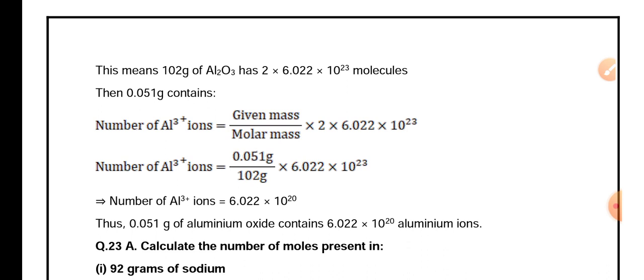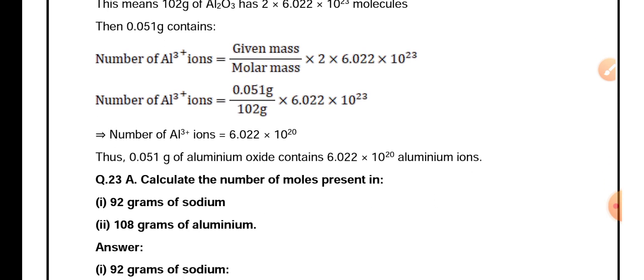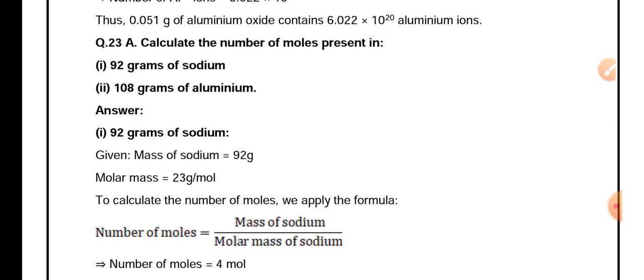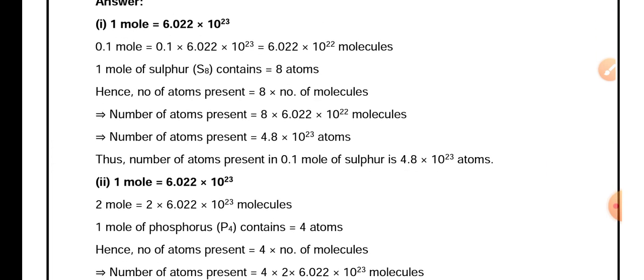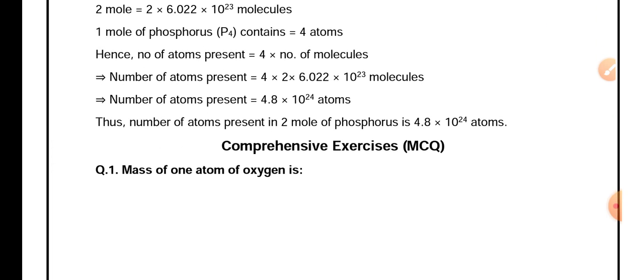Thus, 0.051 grams of aluminium oxide contains 6.022 into 10 to the power of 20 aluminium ions. This is the calculation. Like this, the same way, the calculation continues from here onwards.